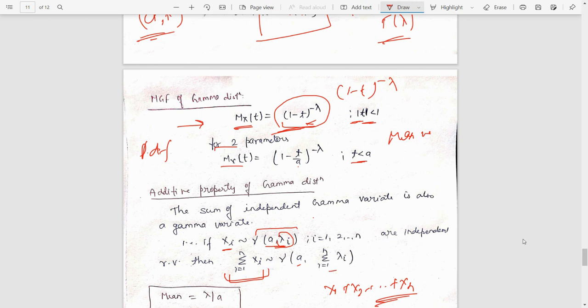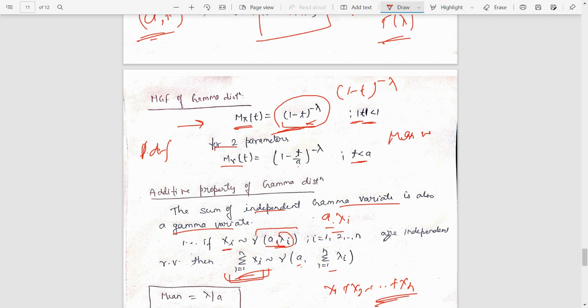For every distribution we talked about the additive property. Here the additive property is that the sum of independent gamma variates is also a gamma variate. That means if the X_i are independent gamma random variables, and each X_i follows the distribution a comma lambda_i, where a is the first parameter and lambda is the second parameter, then the summation will also follow a gamma distribution with parameters a and sigma lambda_i. The a will be the same, not summed, and the lambda_i are all summed. So this is the additive property of the gamma distribution.